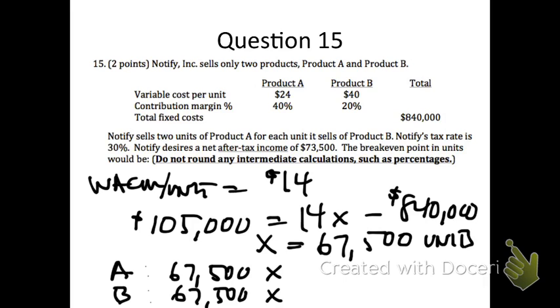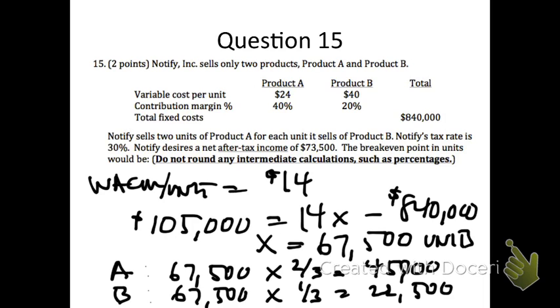So what proportion of those is product A? Well, 2/3, and 1/3 is product B, and so again I get the same 45,000 units and 22,500 units. So that's the weighted average contribution margin per unit.